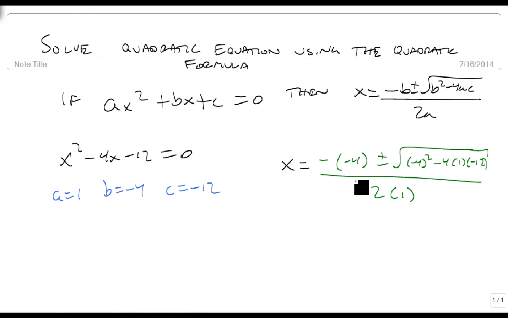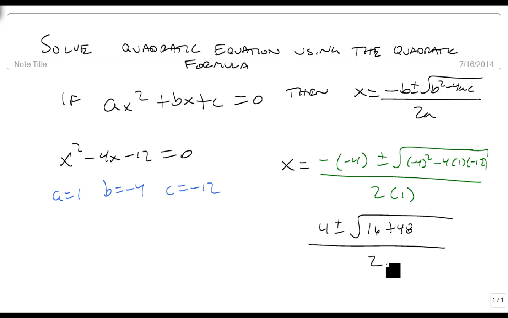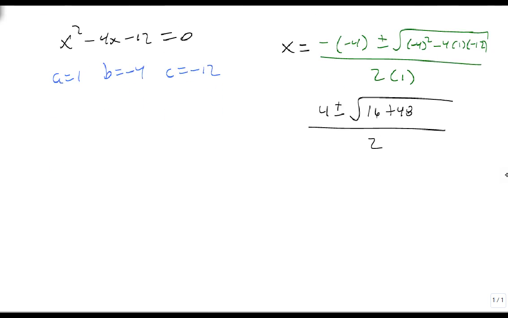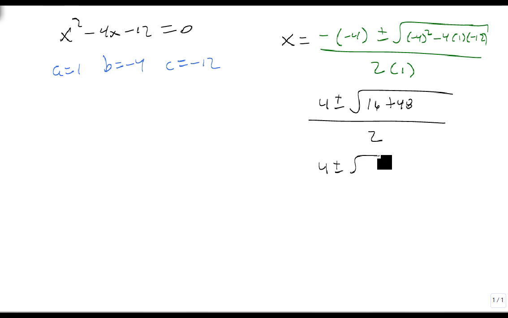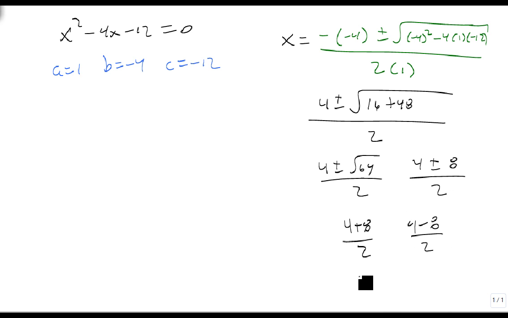Well, that's minus negative 4, which is 4, plus or minus the square root of negative 4 squared, which is 16. 4 times 12 is 48, and a negative times a negative is plus 48, all over 2. 16 plus 48 is 64. So we get 4 plus or minus the square root of 64 over 2, which is 4 plus or minus 8 over 2. 4 plus 8 over 2 and 4 minus 8 over 2 becomes 12 over 2, or 6, and minus 4 over 2, or minus 2.